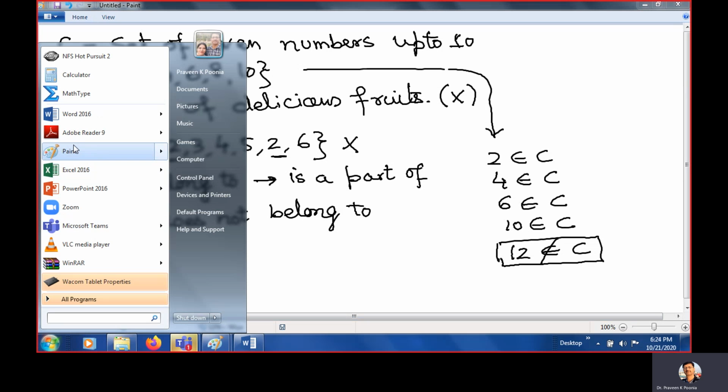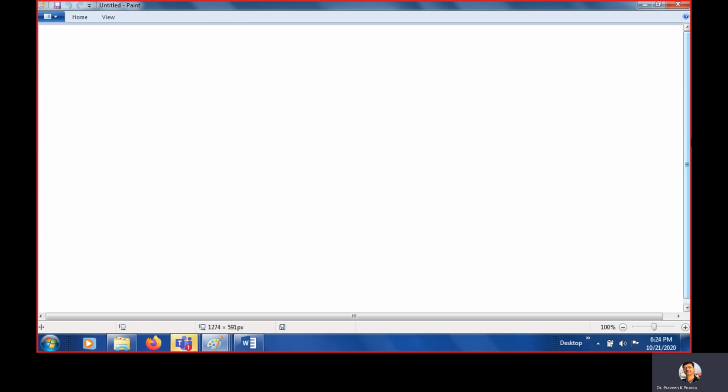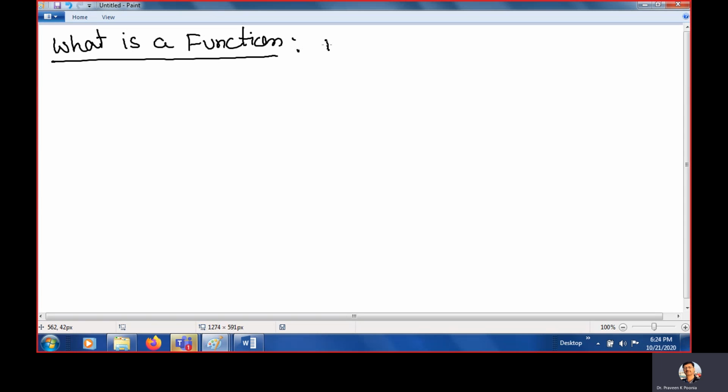Now we start studying about the function. The first point is, what is a function? A function is a rule. We define a function between two sets. What rule? In this rule, there are two things.